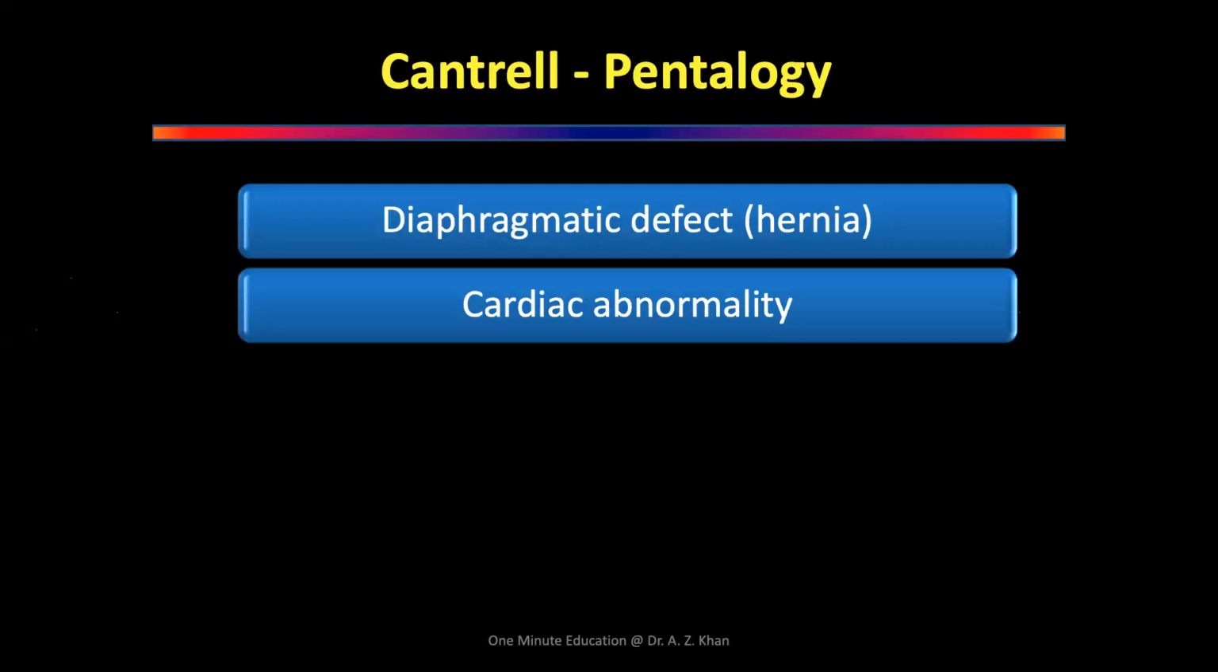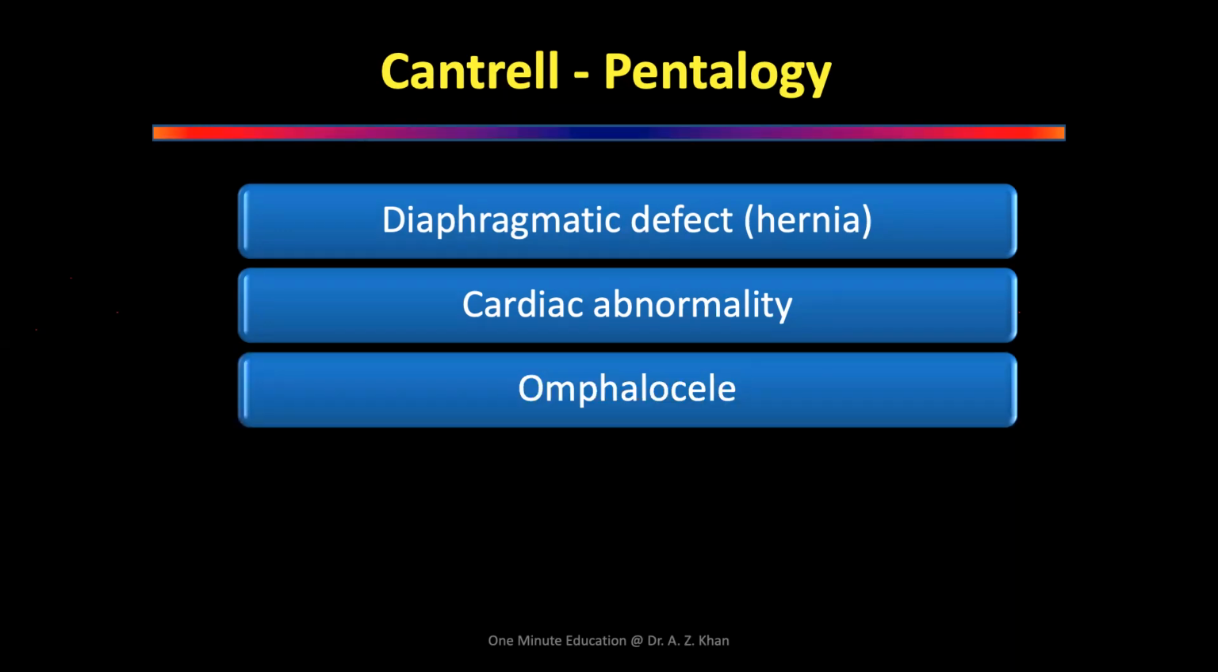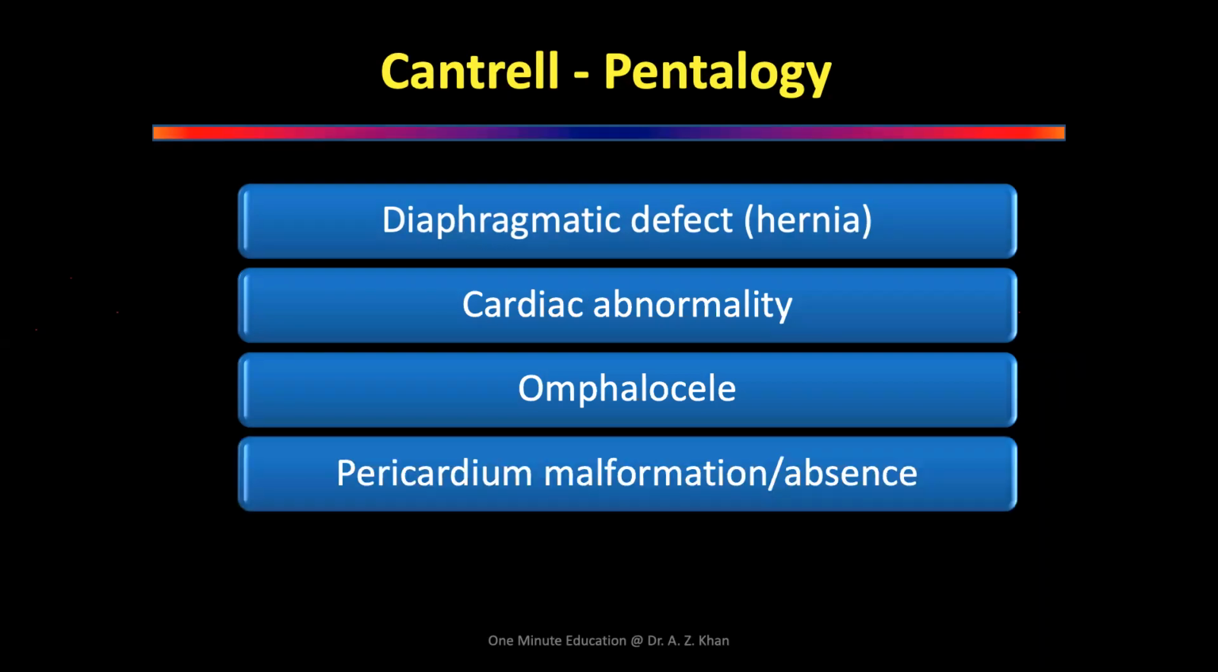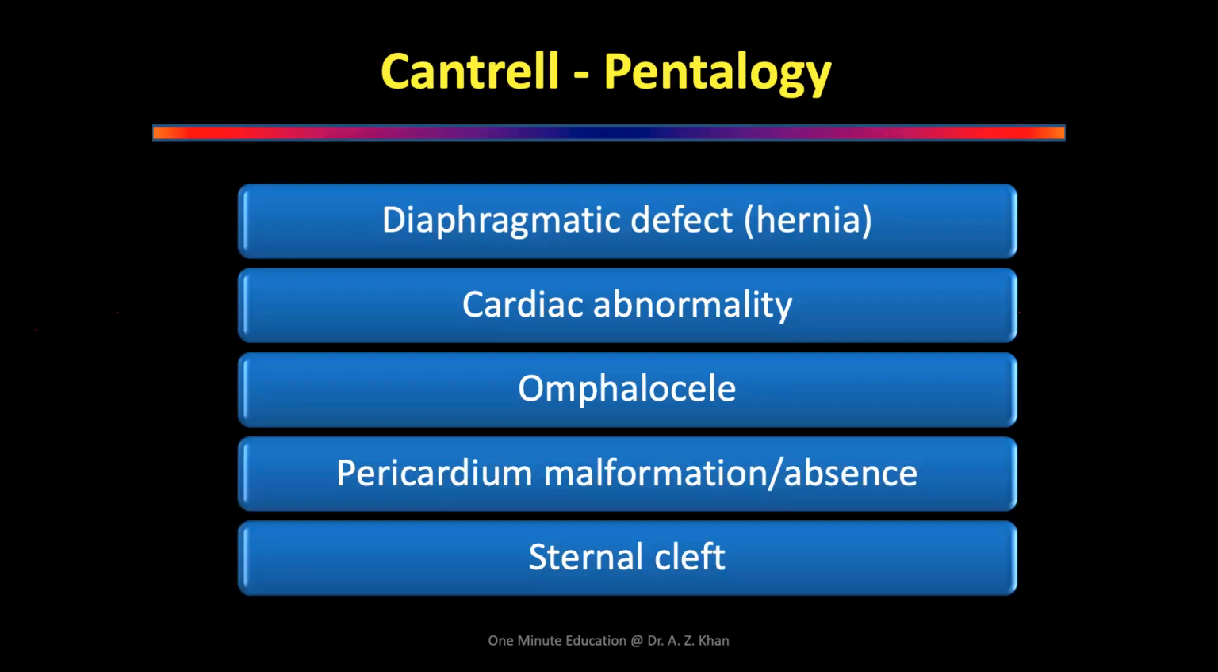Diaphragmatic hernias, cardiac abnormalities, omphalocele, absence or malformation of the pericardium, and sternal cleft. Those are the 5 things that are there in this Cantrell Pentalogy. Okay.